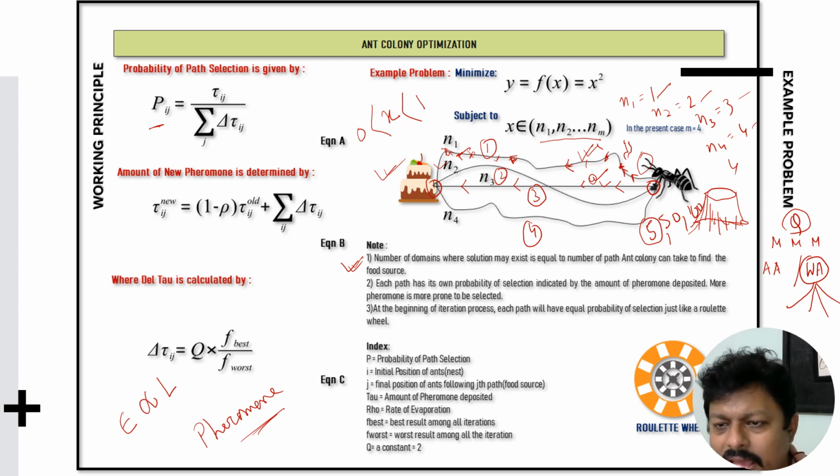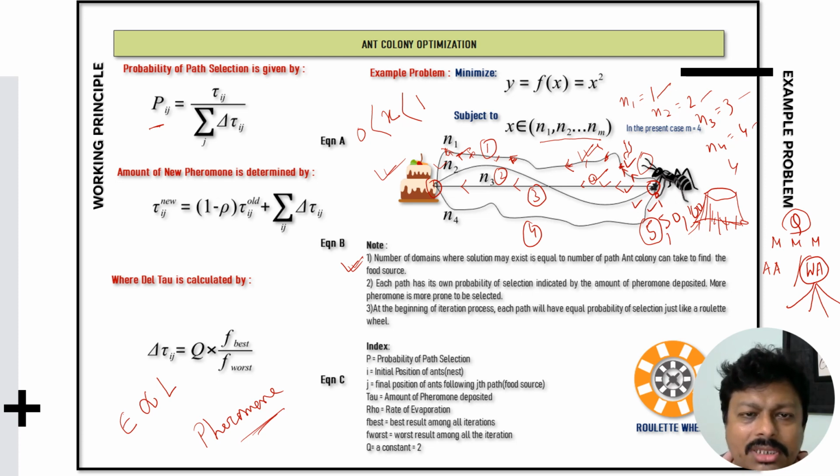So, if this is the I, these 4 paths are J's. J is equal to 1 means this one, J is equal to 2 means this one, J is equal to 3 means this one, and J is equal to 4 means this path.